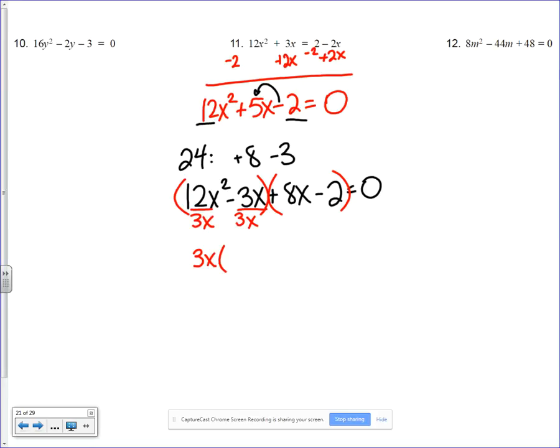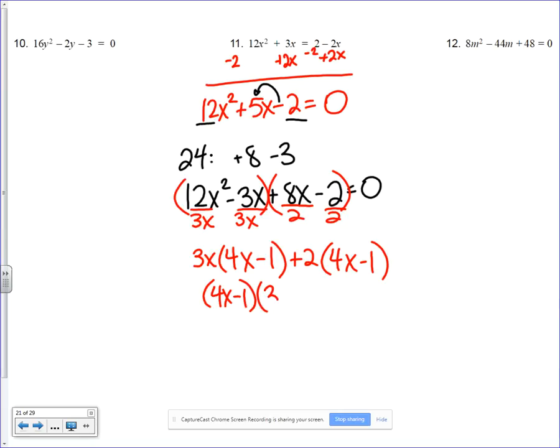Actually, let me backtrack a second here. I'm going to drop down this minus sign. Now what can you take out of the second group? Okay, so since that's at minus right there, we're going to be dividing by negative 3. What's left? Good. Now can you give me the two factors? Perfect. And that still equals 0, folks.